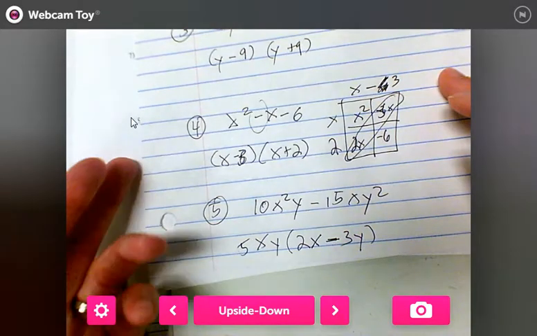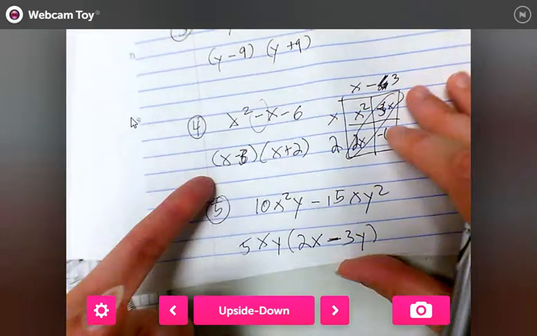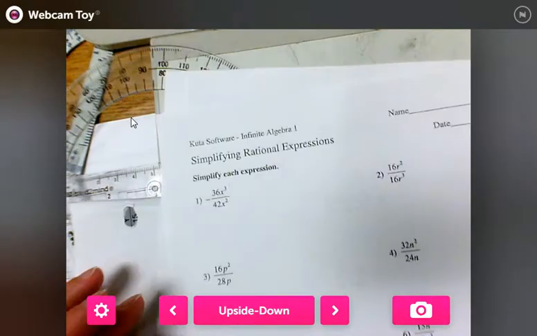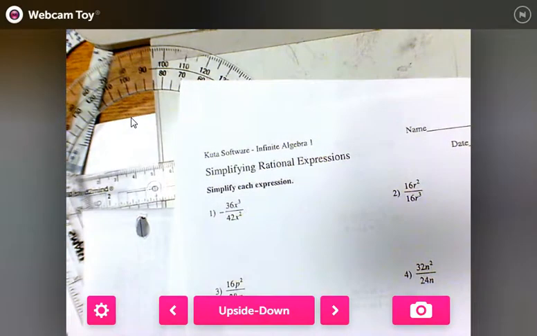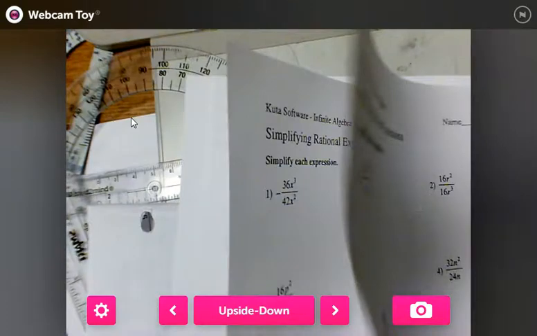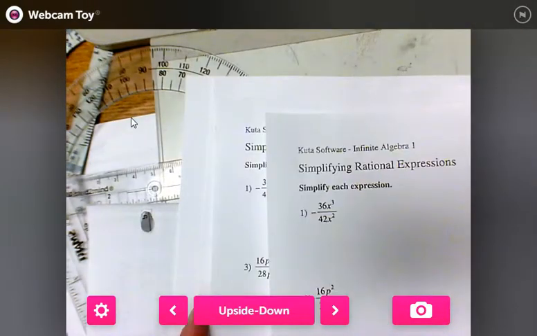We ready? You have this sheet in front of you right here. We are going to go down to number 12. We're going to look at number 12.